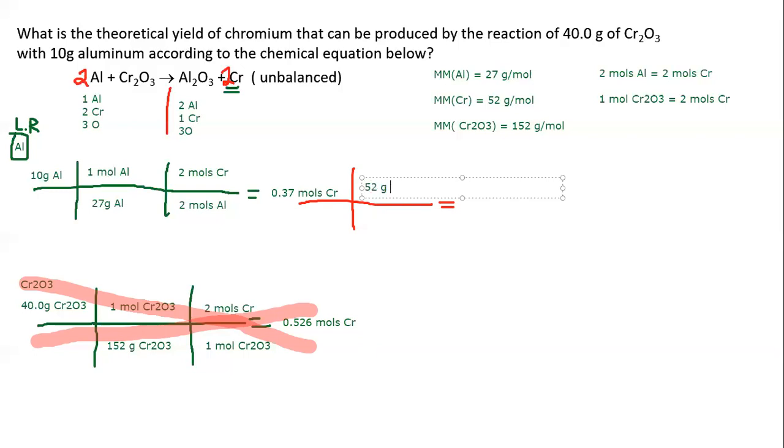So mass goes on top, mole goes on the bottom. We get 19.2 grams chromium. And again, this is referred to as the theoretical yield.